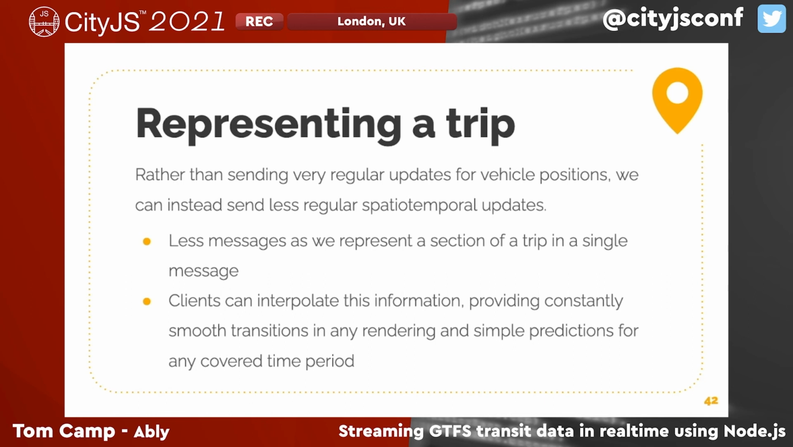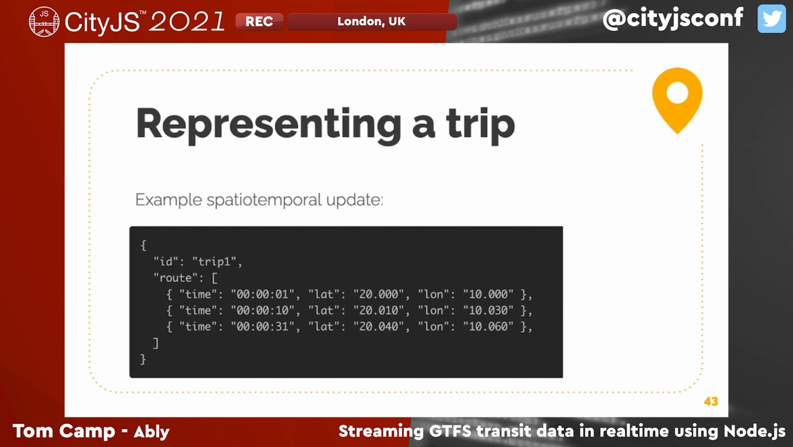So how wide you want this time period to be is entirely down to your use case and how much data you think your clients can handle and how regularly you want to be adjusting things. But in general, let's say a minute is a good window. So an update a minute per vehicle seems reasonable to me. And this is just an example of a bit of spatiotemporal data where you've effectively got the time associated with some coordinates, and just a whole array filled with that represents the entire route of a vehicle for that period.